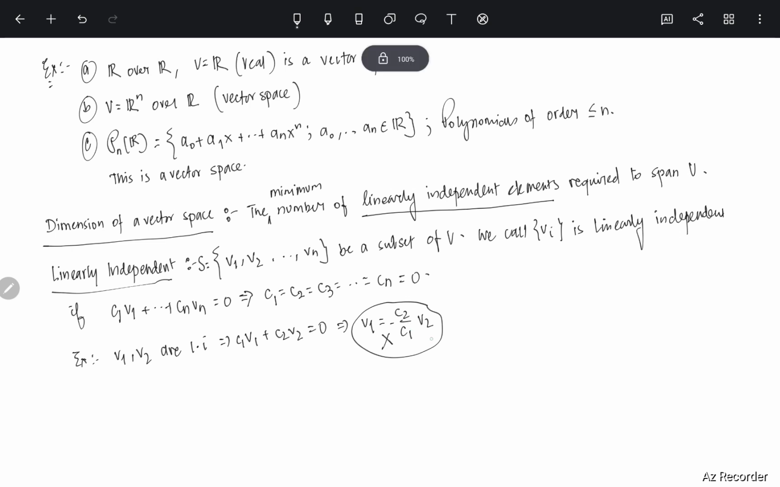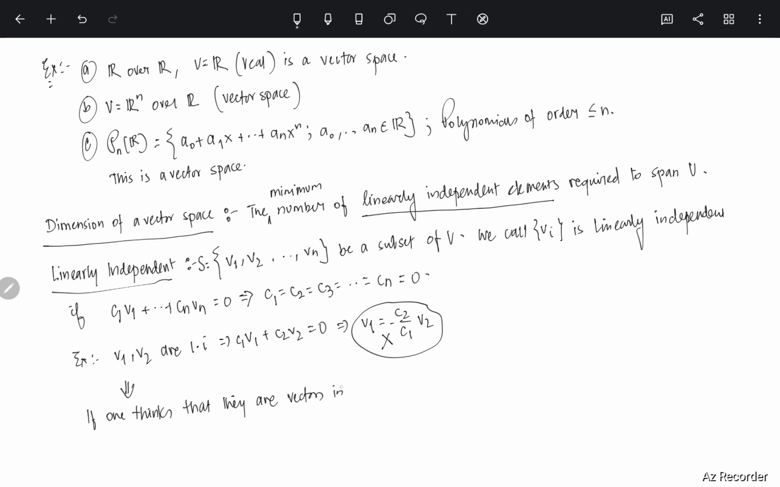So what does that mean? It means that one vector should not be a scalar multiple of another. And what does that mean? Let's say V1 and V2 are vectors. If one thinks that they are vectors in Rn, right?